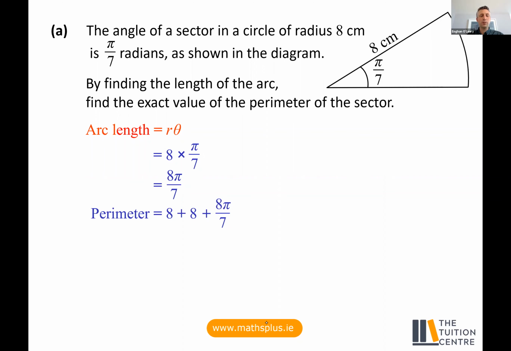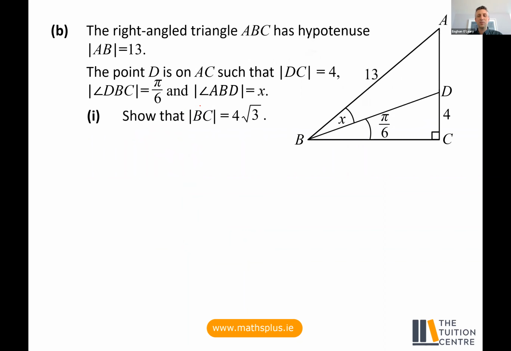But because I'm asked for the perimeter, I'll just calculate my perimeter first. So it's 16 plus 8 pi over 7 centimeters. And that's correct because it is the exact value that we were looking for. So that was 5 marks. Not too difficult once you get into it.